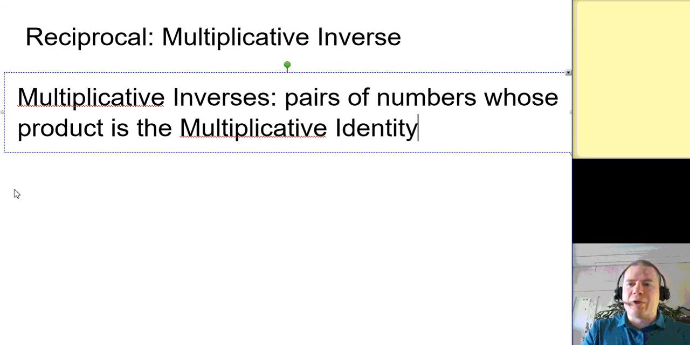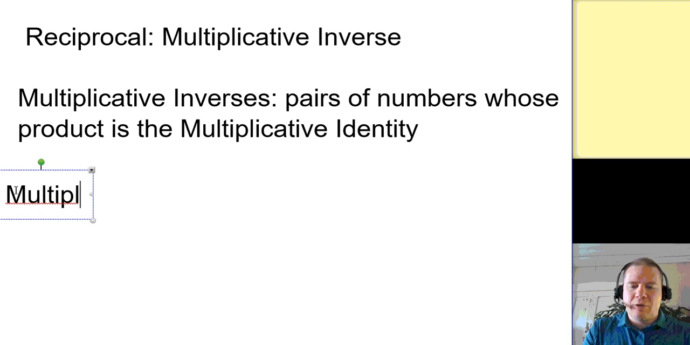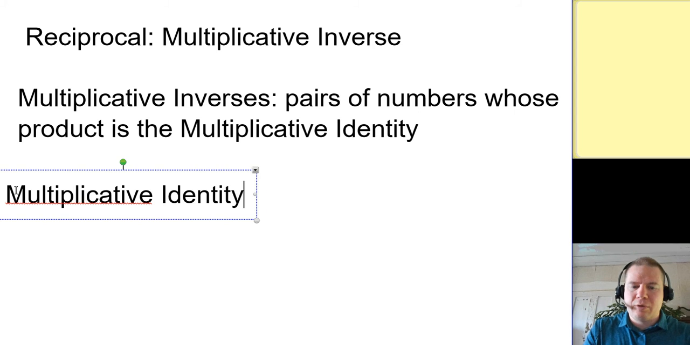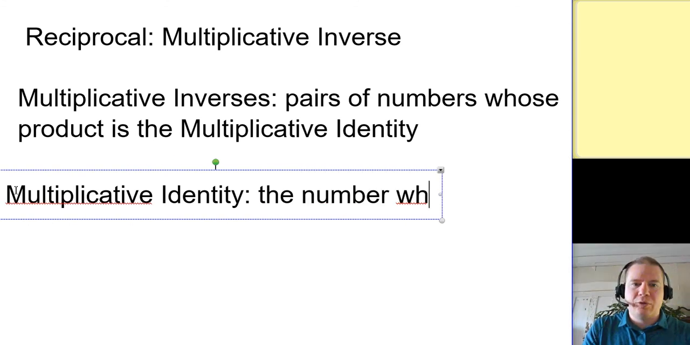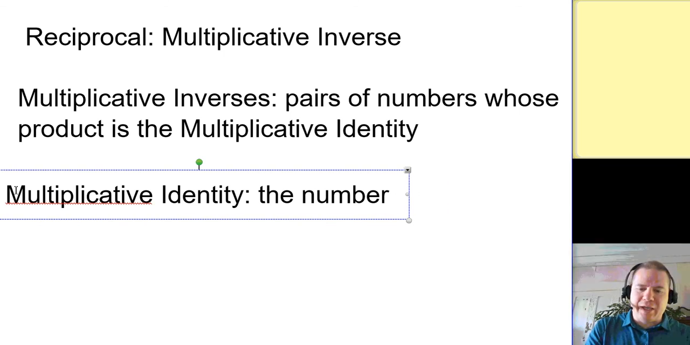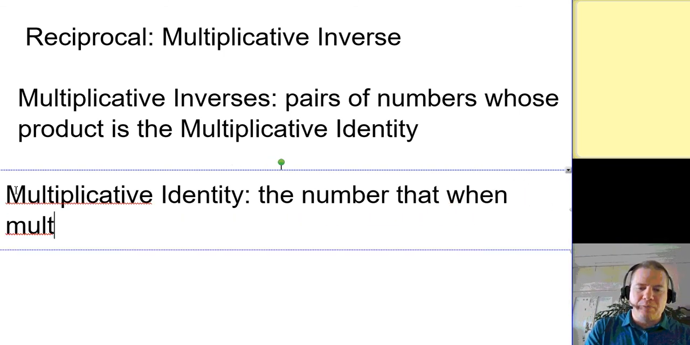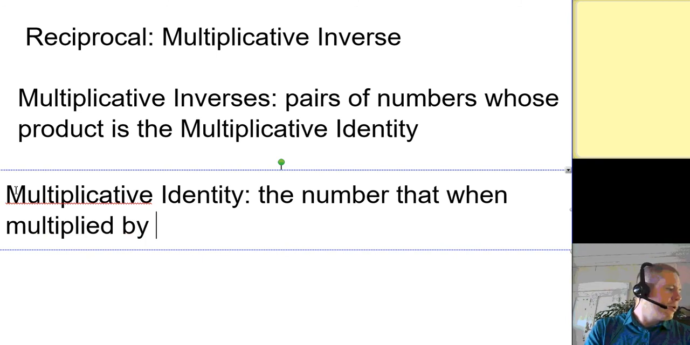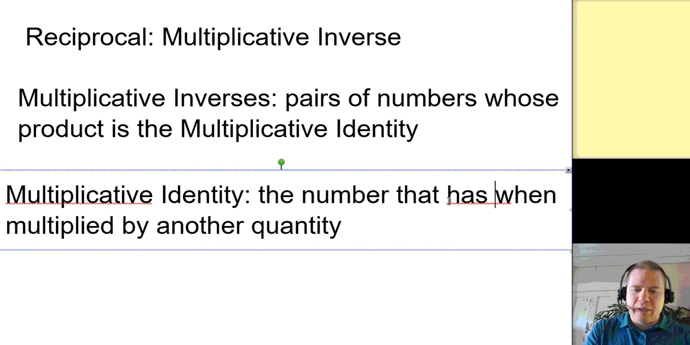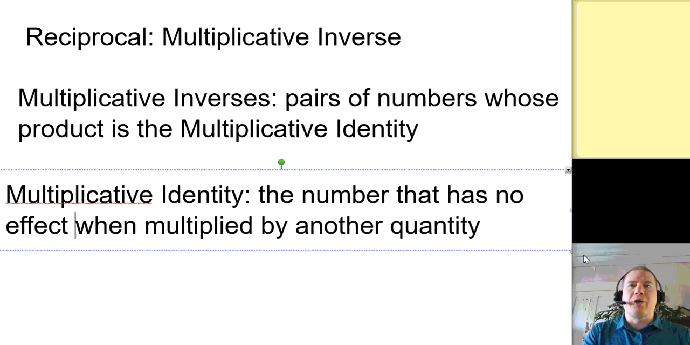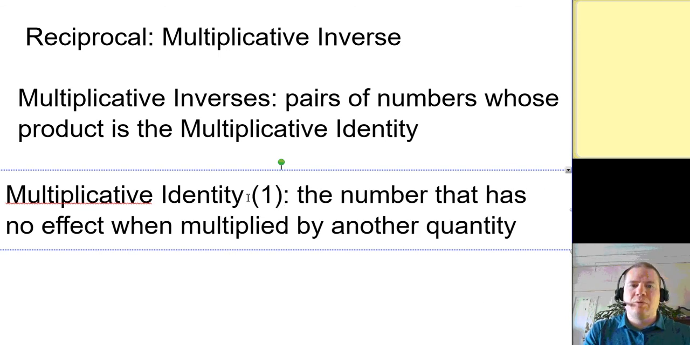Right? And what is the multiplicative identity, you say? Well, of course, just like the additive identity, the multiplicative identity is the number that when multiplied by another quantity, the number that has no effect when multiplied by another quantity. Right? Well, that number is 1.